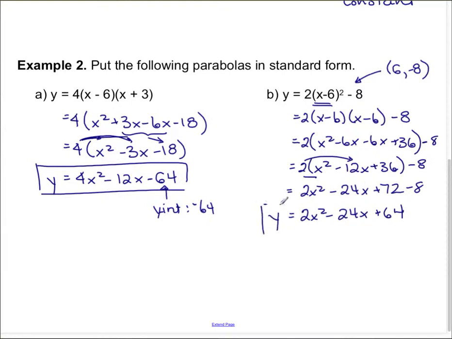What's the y-intercept? Come on, a little bit louder now. What's the y-intercept? The y-intercept is positive 64. Oh, isn't that a coinky-dink? We got -64 in this one and positive 64 in that one.